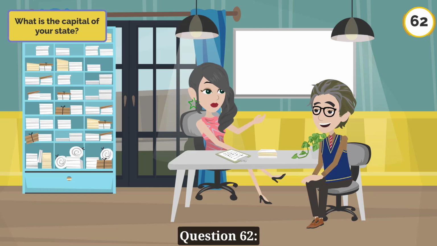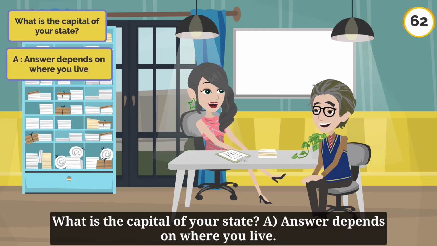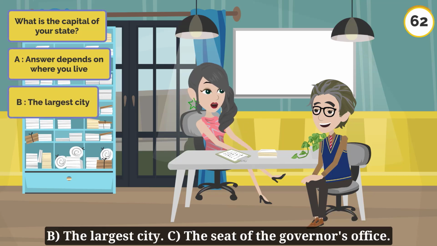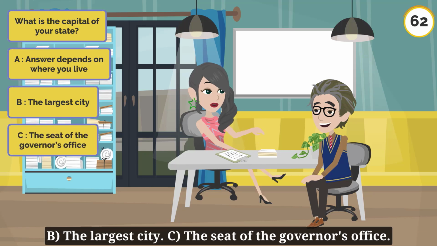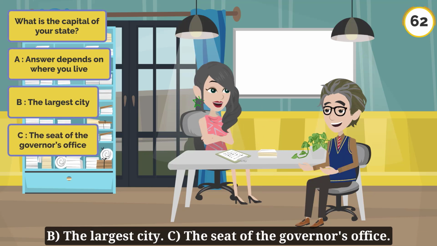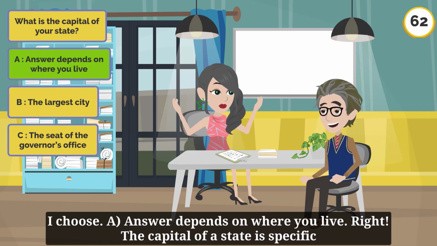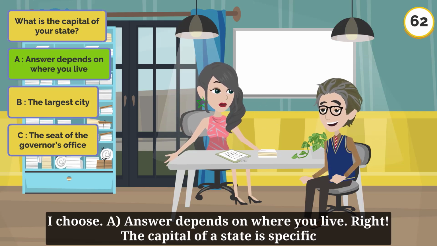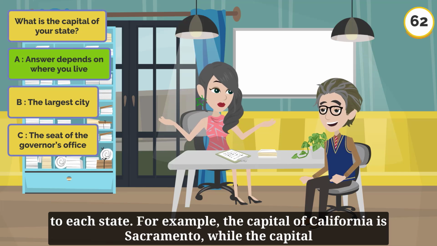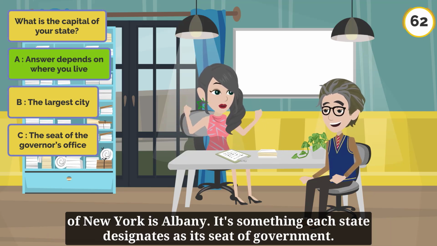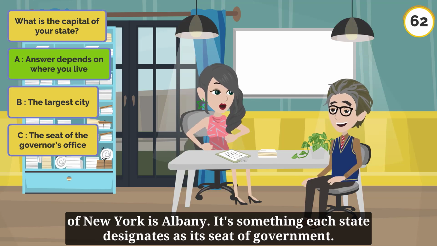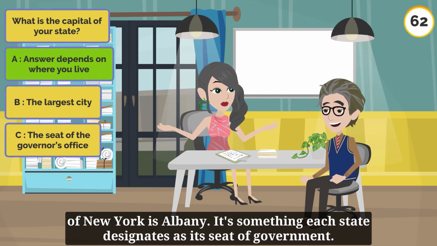Question 62. What is the capital of your state? A. Answer depends on where you live. B. The largest city. C. The seat of the governor's office. I choose A. Answer depends on where you live. Right. The capital of a state is specific to each state. For example, the capital of California is Sacramento, while the capital of New York is Albany. It's something each state designates as its seat of government.